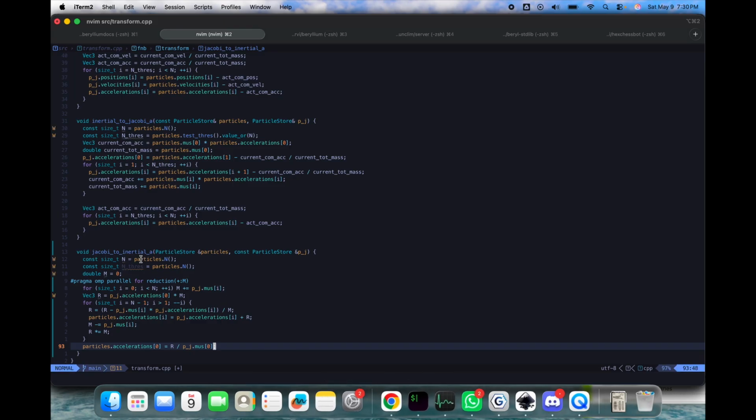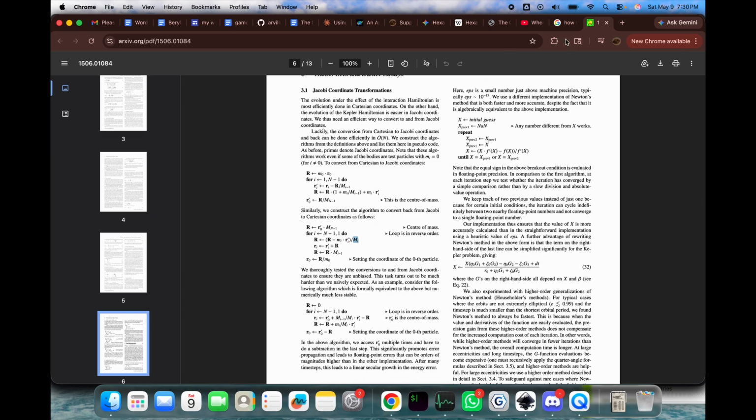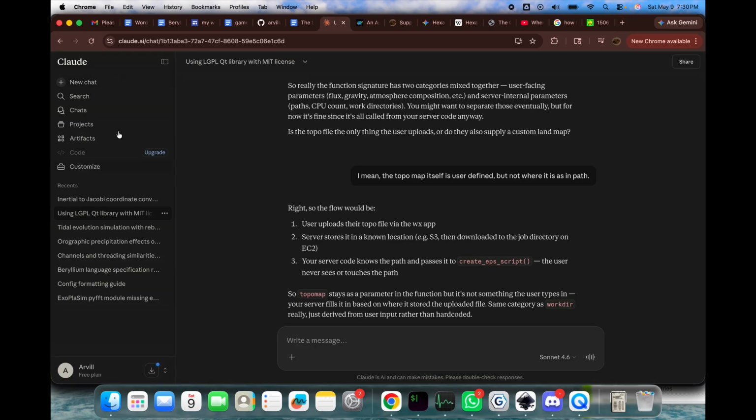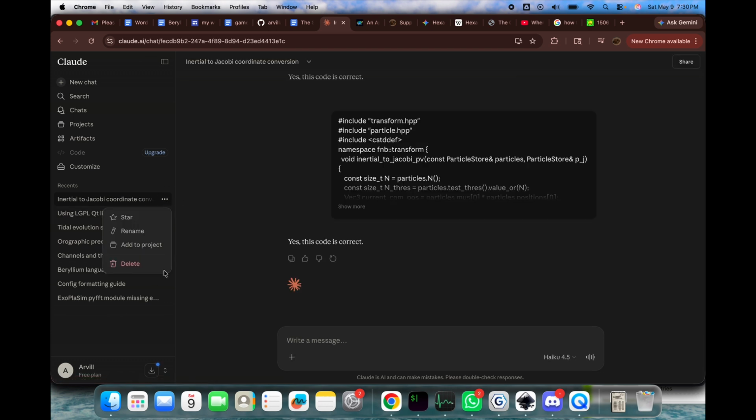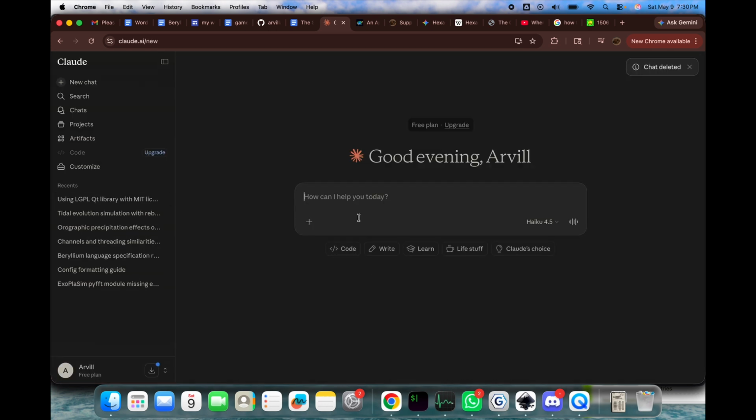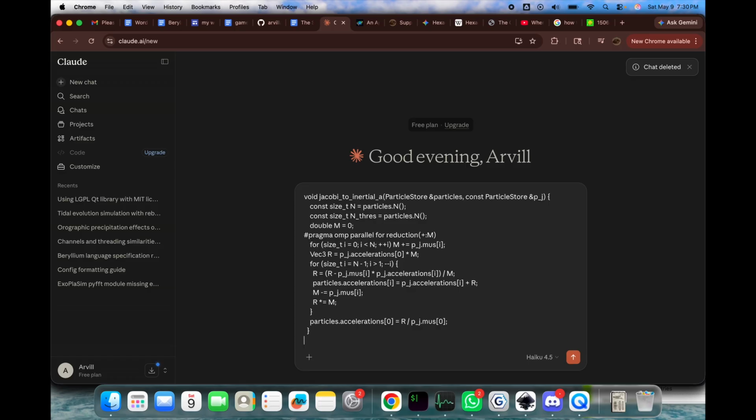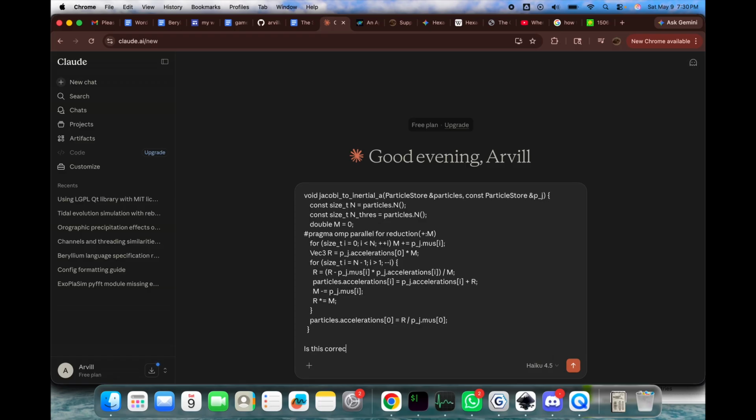Surely this is correct. I've literally followed the exact same code, that pseudocode that the article gave. And it's a reputable source. Claude, hopefully you won't decide that this is wrong for some reason. Is this correct? Don't give a fix, but tell what the error is.